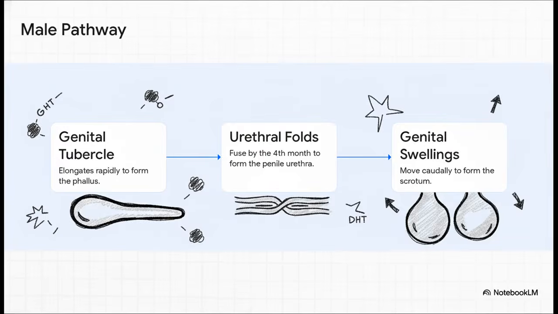So in the male pathway, androgens are running the show, specifically a really potent form of testosterone called DHT. First, the genital tubercle grows and stretches out to become the phallus. Then, the urethral folds get pulled forward and zip up together to form the tube of the urethra. And finally, the genital swellings move down and fuse to form the scrotum.